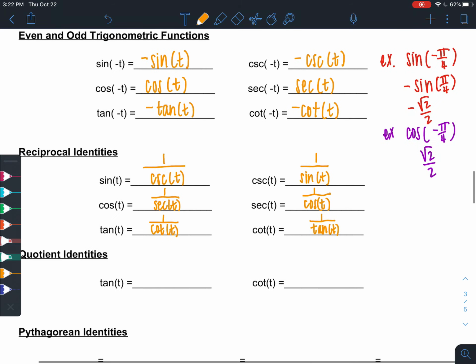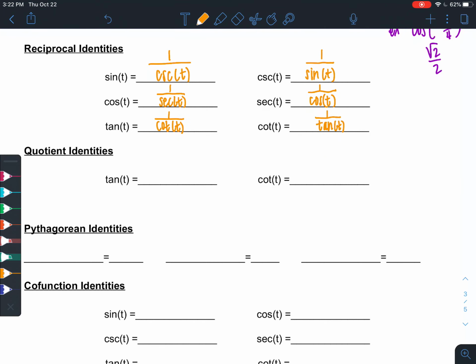All right, the quotient identities, we again kind of touched on these already. Tangent is sine of t over cosine of t. Let me rewrite: sine over cosine. And then cotangent is cosine over sine. And that's because it's cosecant over secant.